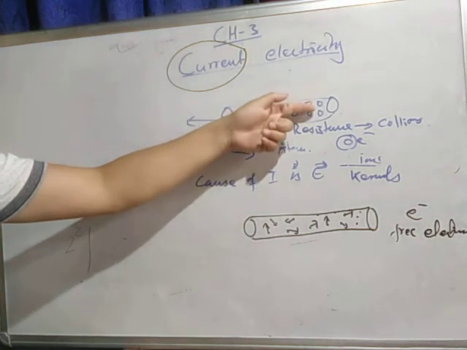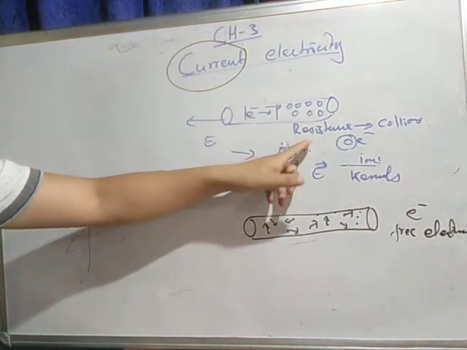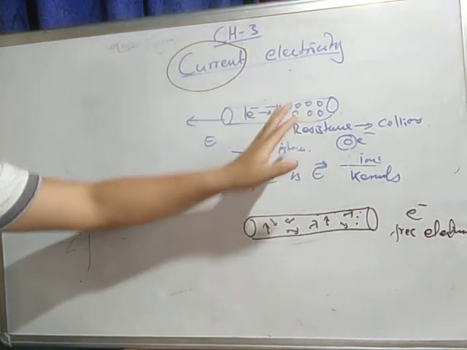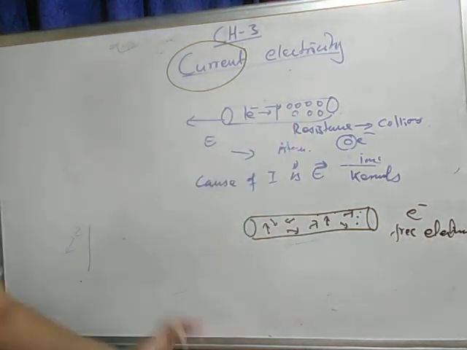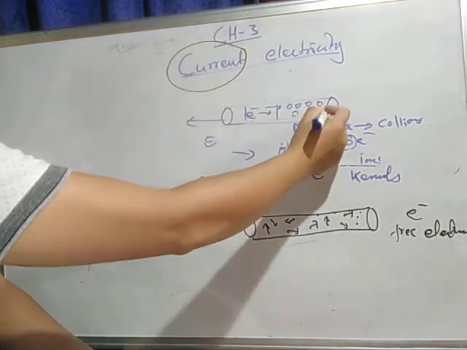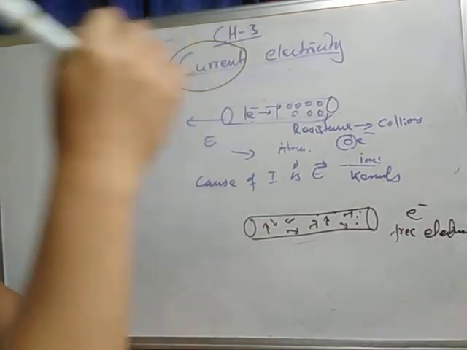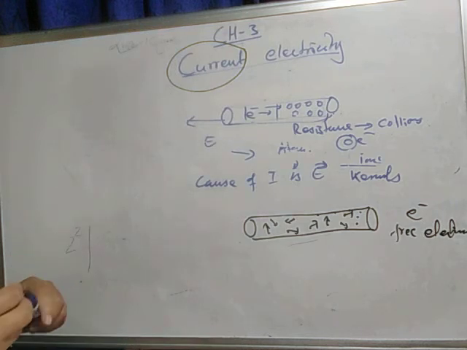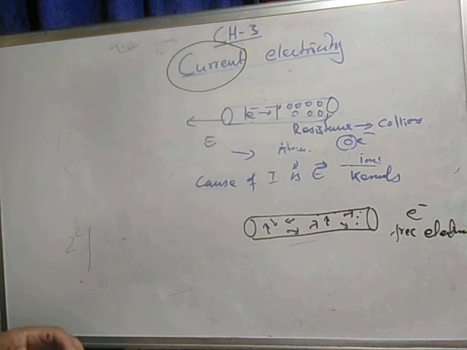So when this electron moves, what happens? It collides on the way, isn't it? So what do we call that collision? Resistance, which is opposition to the flow of current. It should go straight like drag, but in between it collides. So that is your resistance. Hope you understood, and this is just a flashback of class 10.